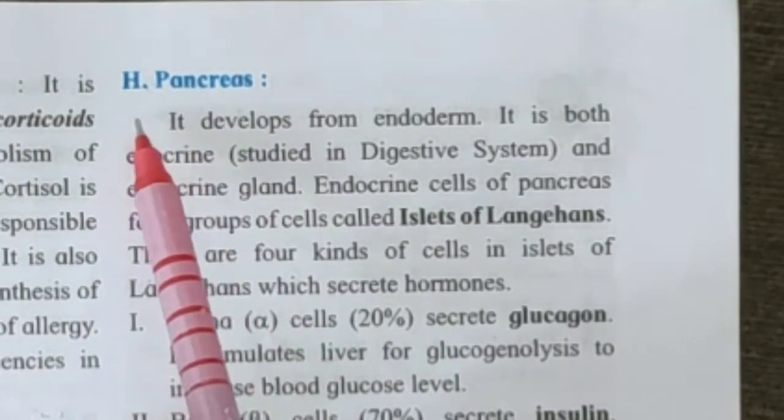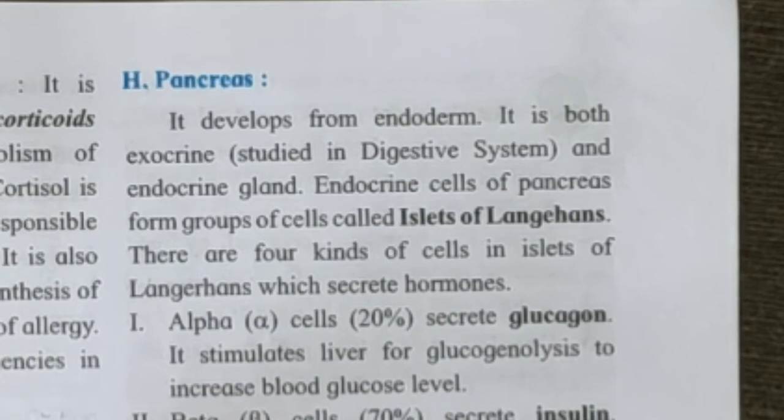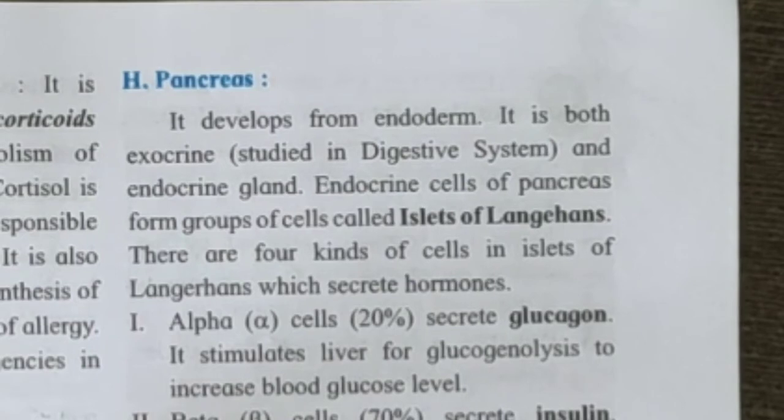Today we are going to see the pancreas. Basically we know there are three germ layers: ectoderm, mesoderm and endoderm. This pancreas originated from ectoderm.